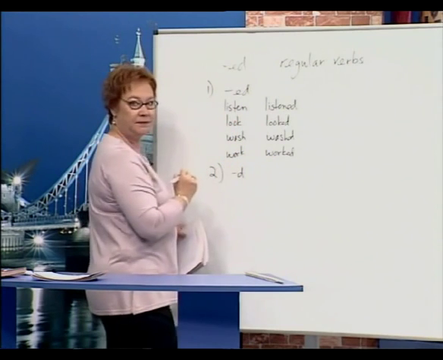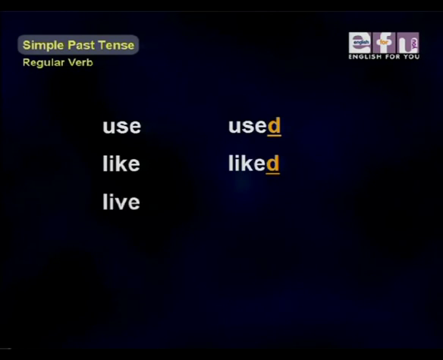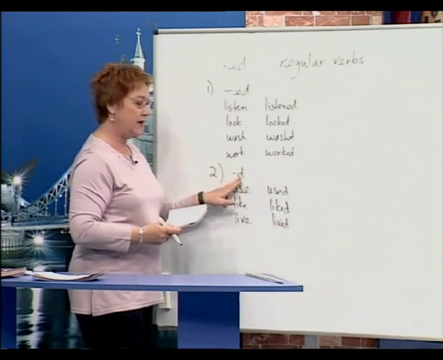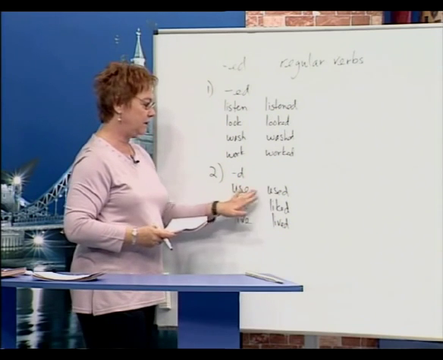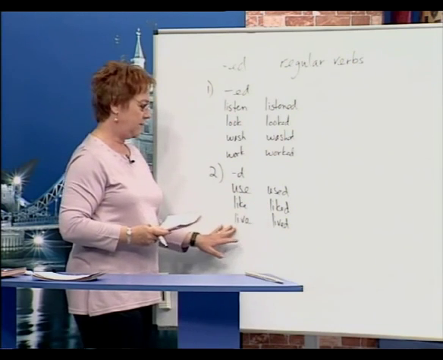add D. Okay, so here's some example. Use, there's already an E. So we just say used, only D. Like, there's already an E, liked. And live, there's already an E, lived. Okay? So for verbs that already have E, we only add D. So we have use, used, like, liked, live, lived.